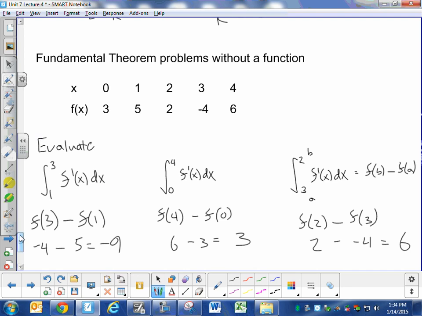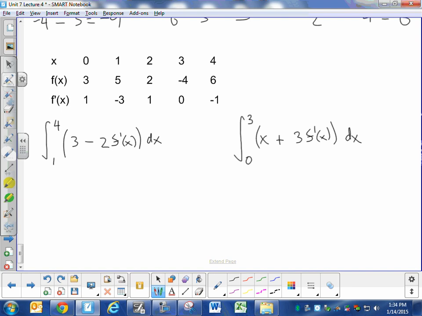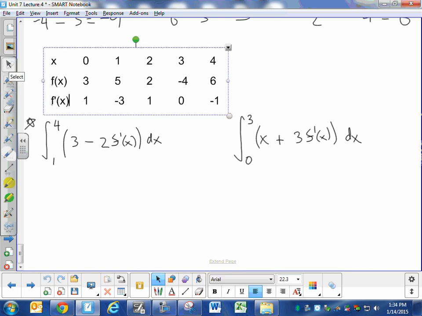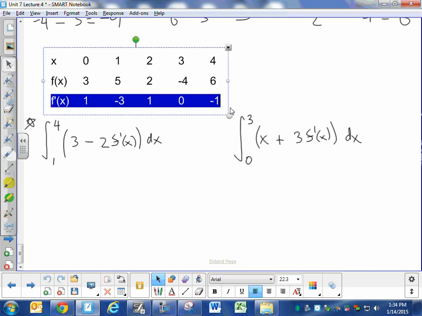All right. 2 challenge problems. Let's do this one first. And you don't have to worry about these f prime values. They're there to trick you. All you need is the f values, I'll tell you that.